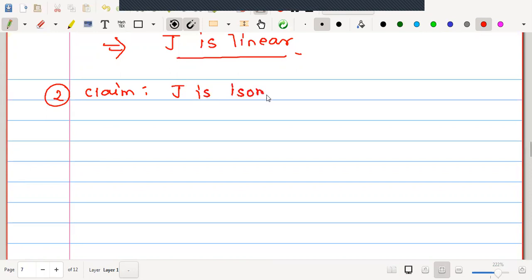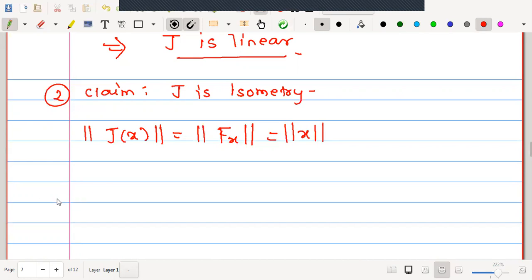Now, in order to prove isometry, what should I prove? Norm of Jx is equal to norm of x. Therefore, let us start. Norm of Jx, J operated on x, is nothing but norm of f_x. And in step number 2, we have already proved that norm of f_x is equal to norm of x. Hence, J is an isometry.